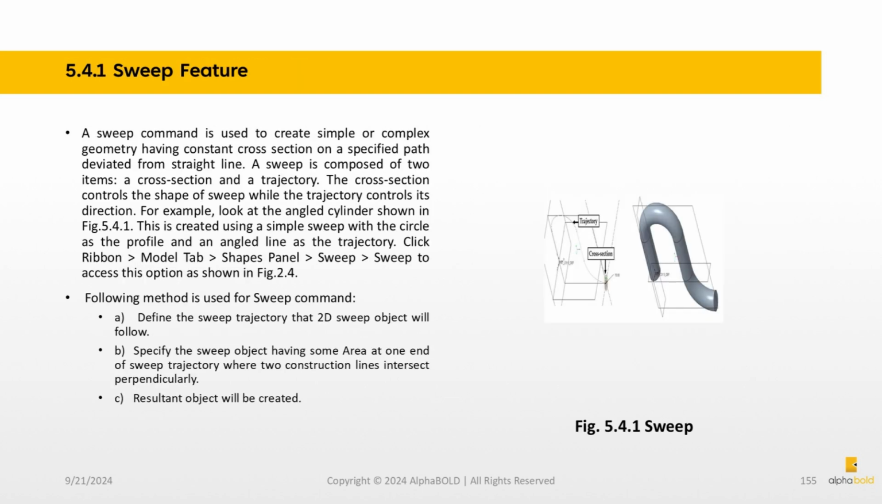Lofted Feature. It is used to create a 3D feature between two different or same cross-sections. Blend command is used for this purpose in PTC Creo. Two parameters are defined in this case, namely sections and offset distance between both sections. Click Ribbon Model tab, Shapes panel, Loft to access this option. Following method is used for blend command.